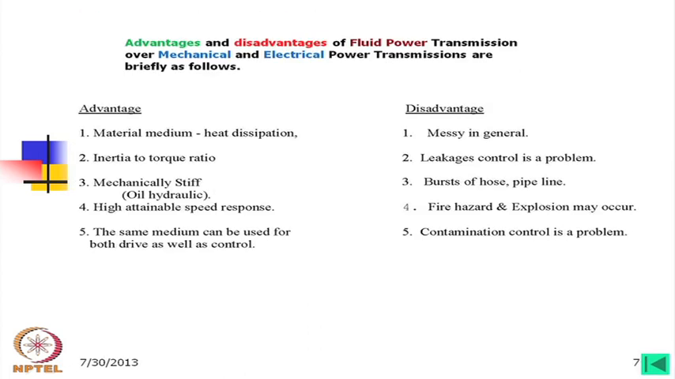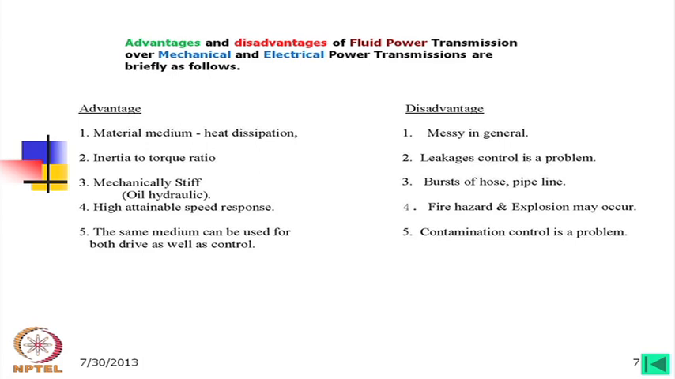Now, we should look into what are the advantages and disadvantages of fluid power transmission over mechanical and electrical power transmission. Briefly, the first advantage is the material medium and heat dissipation. Heat can be dissipated easily through the body because the fluid is spread all over the cavity inside.